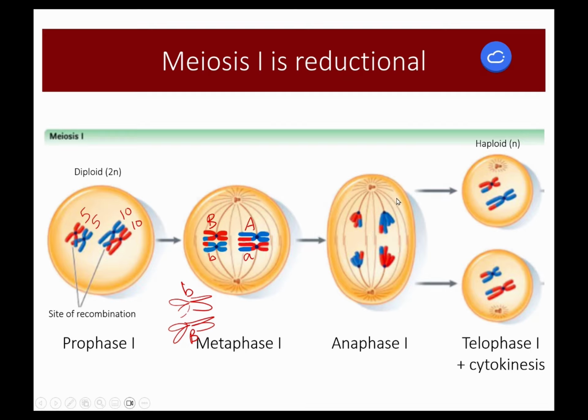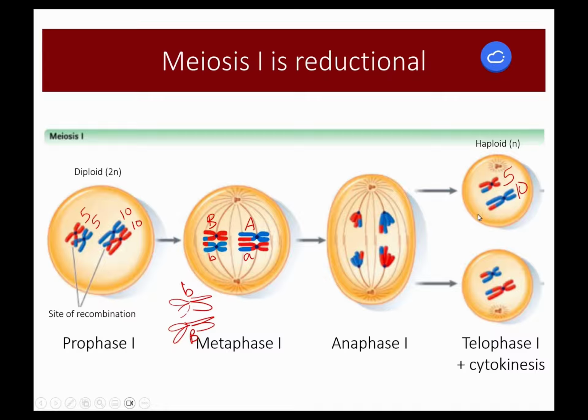Now these homologous pairs will separate. There are no sister chromatids separating here. Once they separate, look what you have now. How many sets do you have? You have one set. This is chromosome 10. This is chromosome 5. So you might be saying, did I go from 4 chromosomes to 2 chromosomes? No, you went from 2 chromosomes here to 1 chromosome. Count the centromeres.